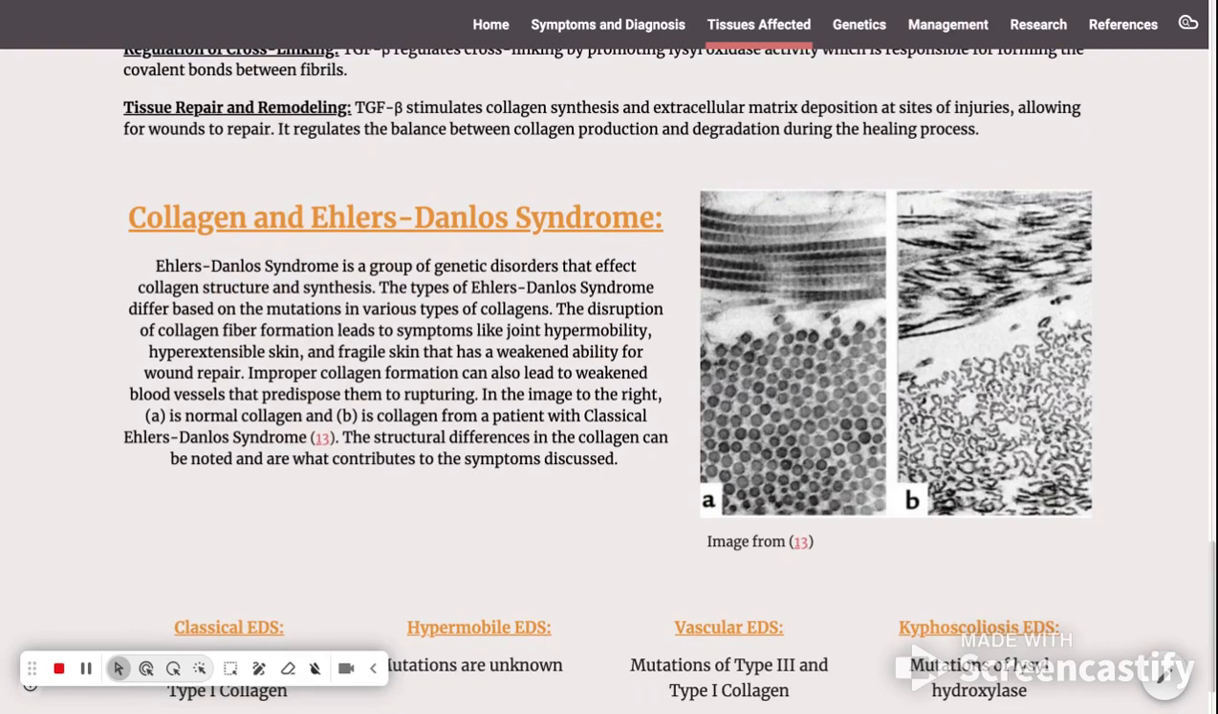And this is going to be a disruption of collagen fiber formation, which leads to the symptoms that we discussed, such as the hyperextensibility. It can also lead to weakened blood vessels, which predisposes patients to ruptures of those blood vessels. In the image to the right here, on this A side, we can see normal collagen formation, and the B side is collagen from a patient with classical Ehlers-Danlos syndrome, and you can see the differences in structure.